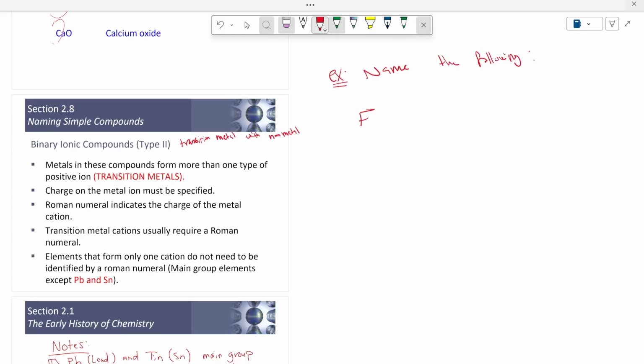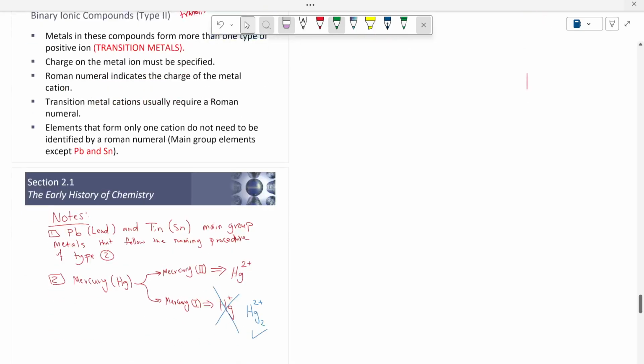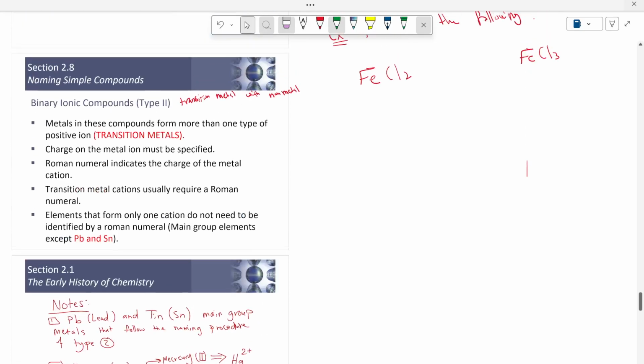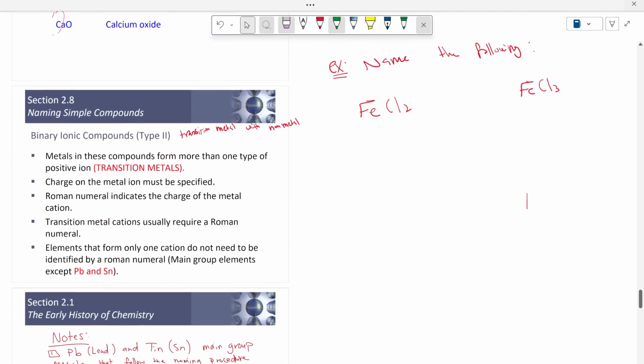Let's say you have FeCl2 and FeCl3. As I mentioned, the procedure of type 1 and type 2 is similar, with one further step we need here in type 2.